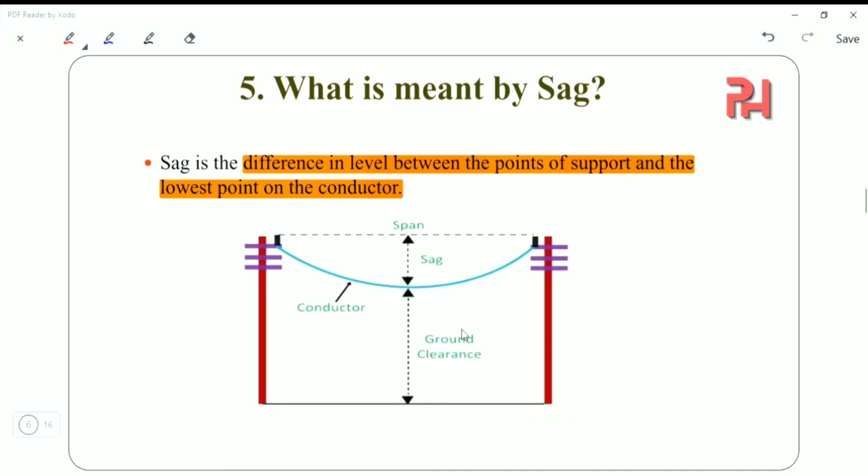Next is, what is meant by a sag? Sag means it's a difference in level between the points of support and the lowest point on the conductor. Now just consider this figure. Here you can see the points of support, and this is the conductor. So there is a gap between the points of support and the lowest level on the conductor. This is called sag, and the distance between the conductor and the ground is called ground clearance.